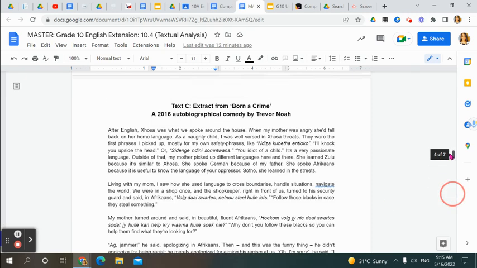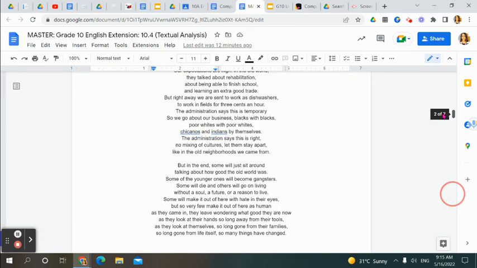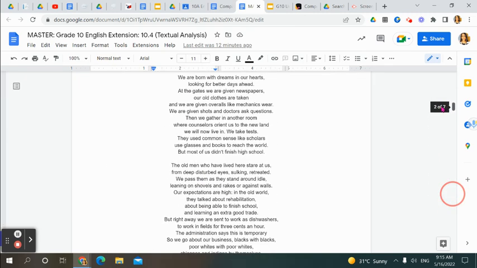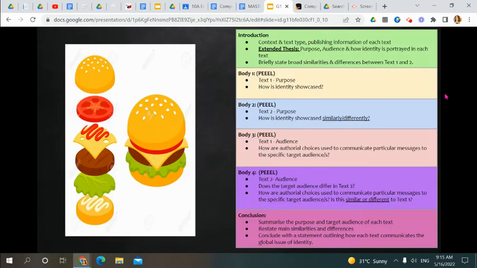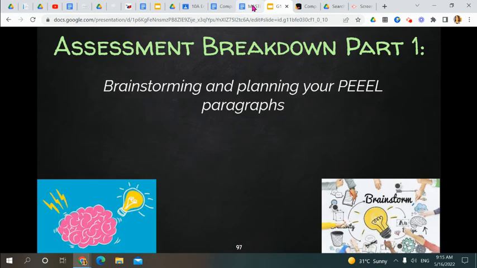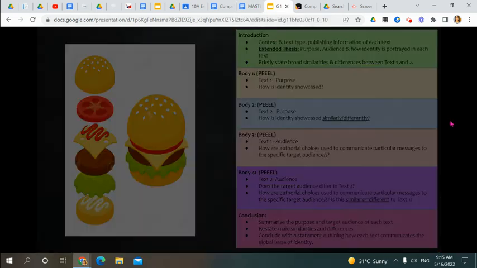The other thing you should have done is start to annotate and deconstruct each of these. It's completely fine if you've chosen to print and do your annotations by hand, or if you've decided to do this digitally in the booklet. All right, so let's get started.